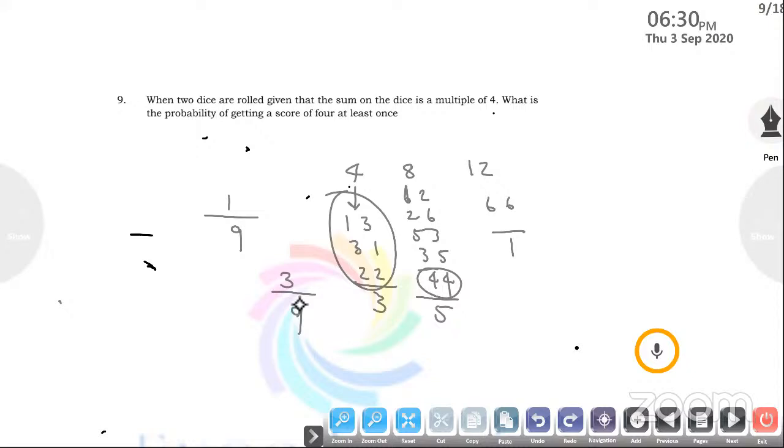So these two people have two different ideas. The words are confusing: at least one 4, or total score is 4. So the first wording means the first case, and the second sentence means the second. Okay, clear. Now I move to the next question. It's a limit question.